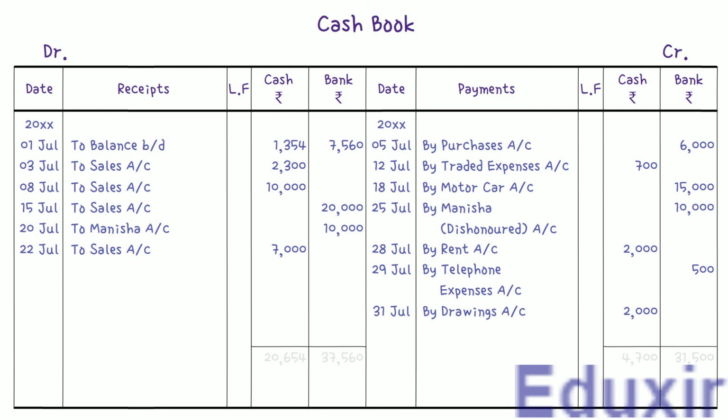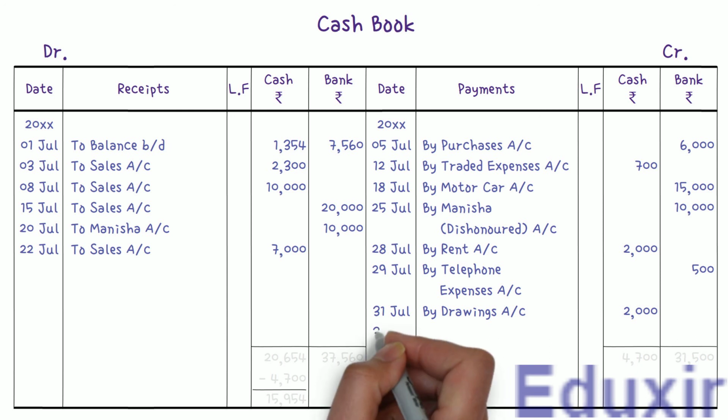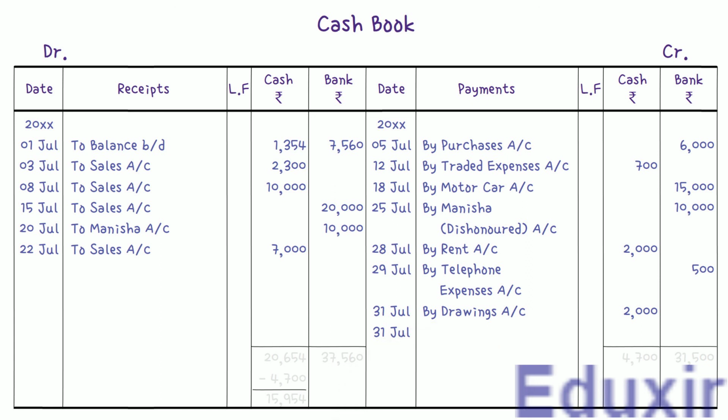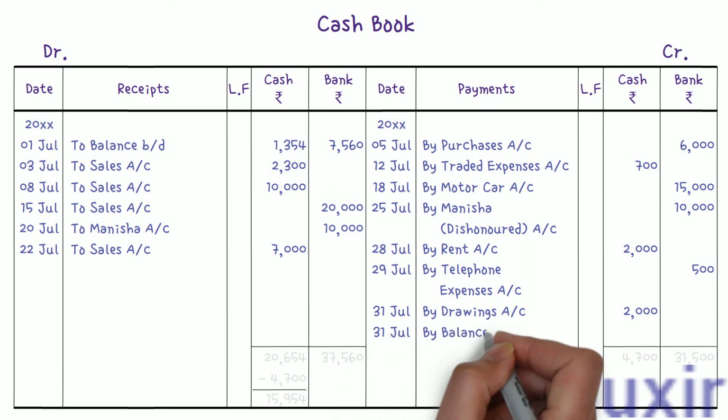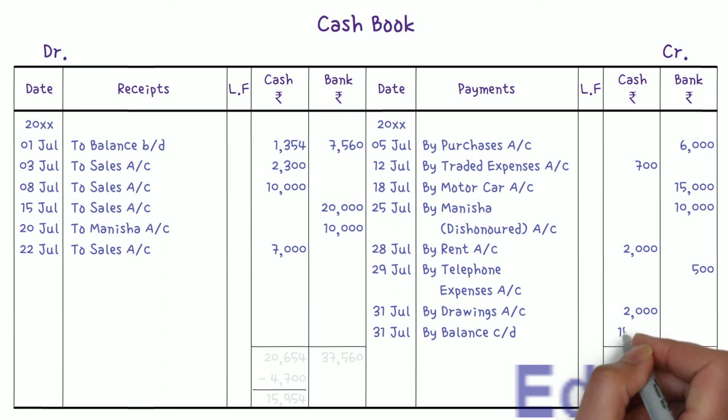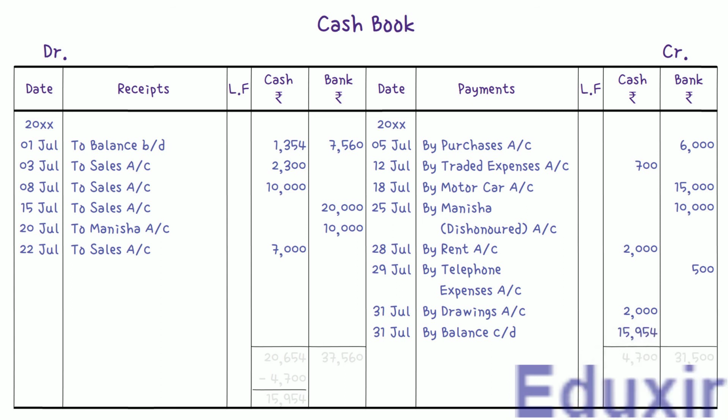Let us first find the balances in the cash column on the debit or receipt side. From 20,654 rupees, if you subtract 4,700 rupees, we get 15,954 rupees. This is the balance carried down and is equal to the cash at hand. Now, the balance carried down will be the last entry on the last day of the month. So, let us mark the date as the last day of the month. We need to write balance carried down in the payments column. Let us also write 15,954 rupees in the cash column.